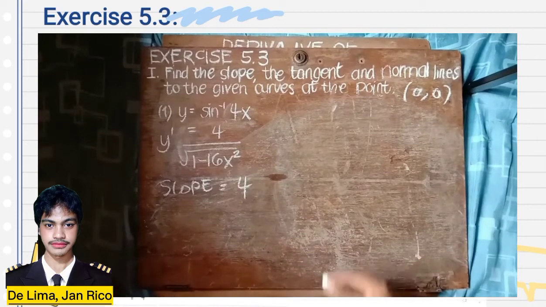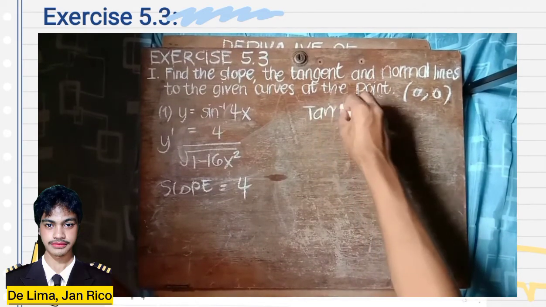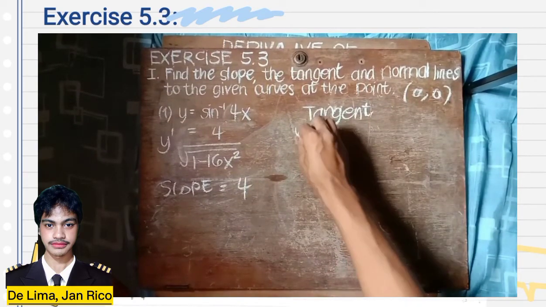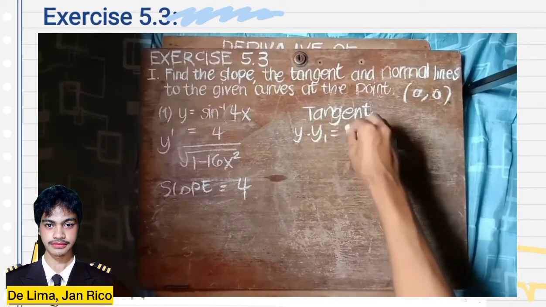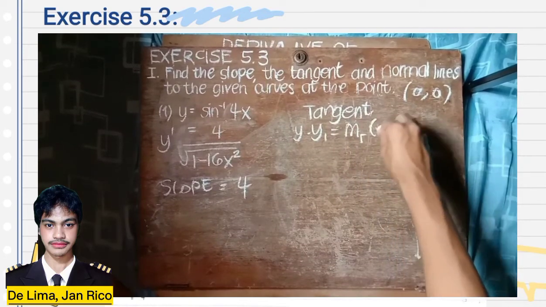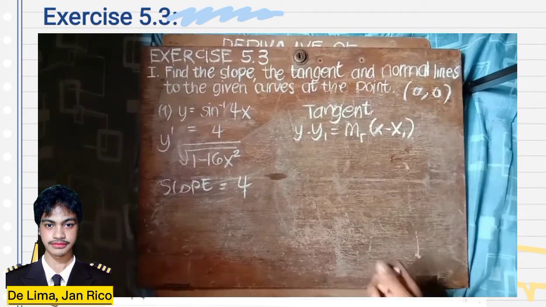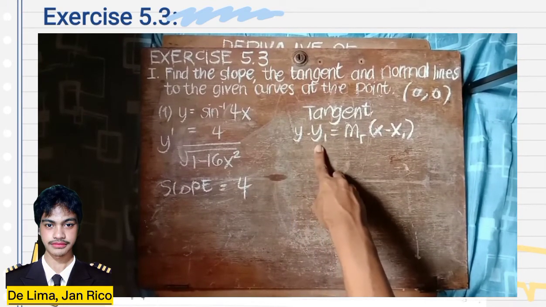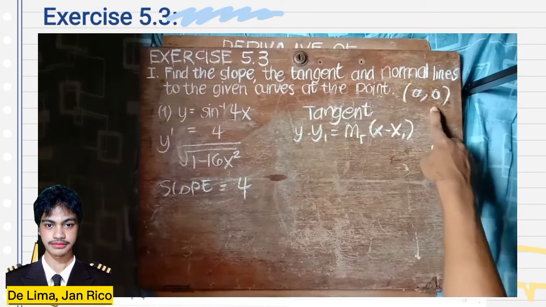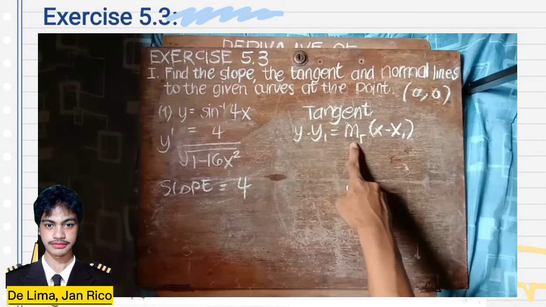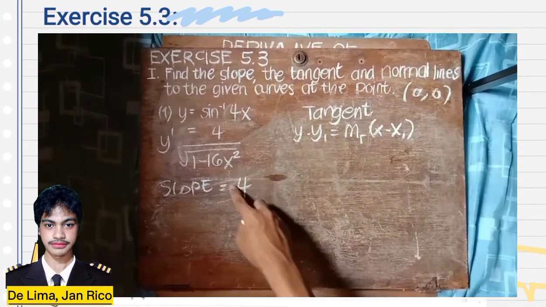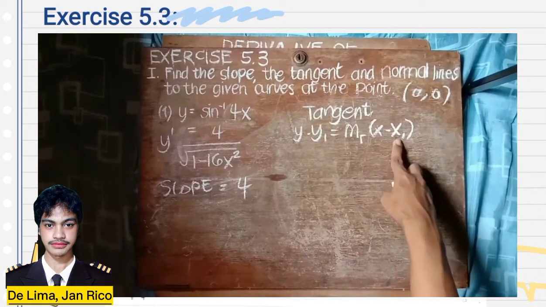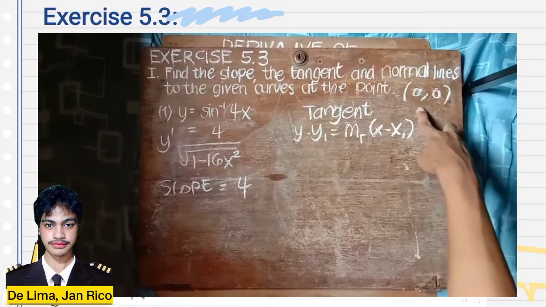And next is the tangent line. For the tangent line, we have the formula y minus y sub 1 is equals to m sub t times x minus x sub 1. We don't have a value for y, so it will just be y. And the value for y sub 1 is equals to 0. And m sub t, or the slope, is equals to 4 times x. We don't have a value for x, so it will just be x. And the value for x sub 1 is equals to 0.